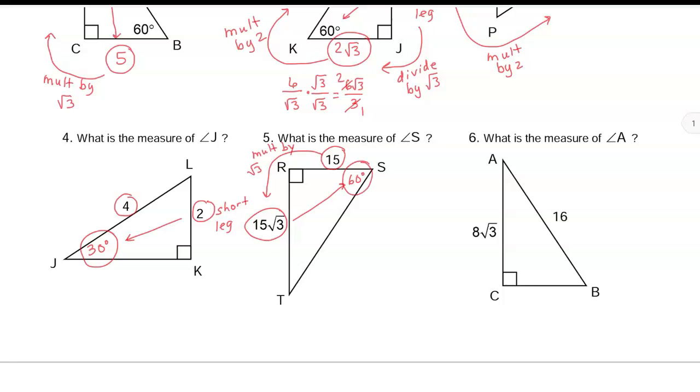In number 6, we have a hypotenuse of 16. Half of 16 is 8. This leg is already labeled with 8 root 3. So this other side must be the leg of length 8. Remember, you divide by 2 to get from the hypotenuse to the shortest leg. Angle A is across from that shortest leg. So that means angle A is 30 degrees.